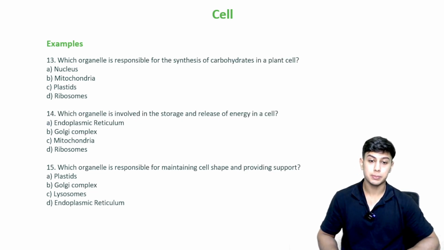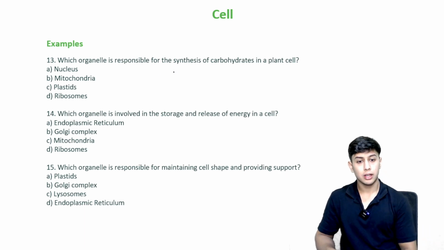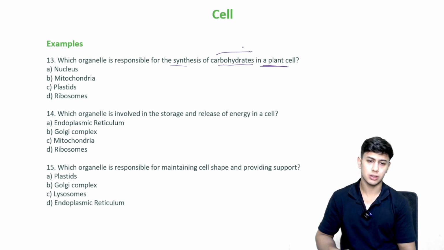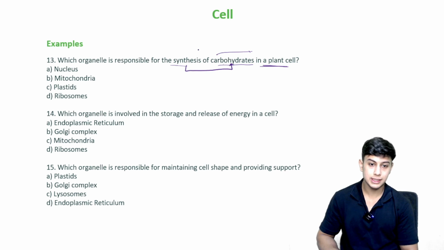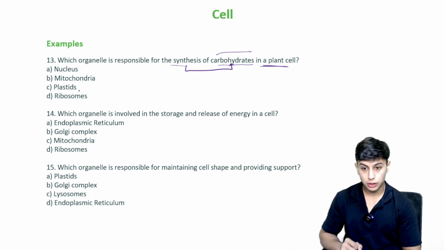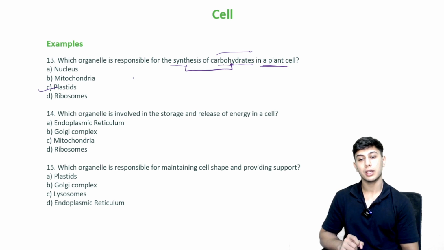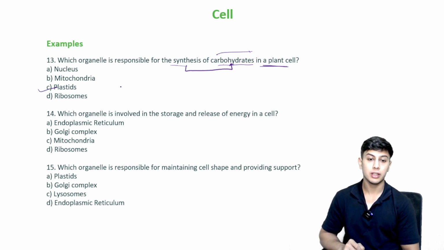Which organelle is responsible for the synthesis of carbohydrates in a plant cell? Okay, synthesis of carbohydrates. What are carbohydrates? Like we eat bananas and all. So the endoplasmic reticulum was responsible for synthesis of proteins. Now plants also consume carbohydrates. Okay, so in the plant cell, which organelle is responsible for synthesis of carbohydrates? Correct option is option C, plastids. Okay, plastids are responsible for synthesis of carbohydrates, like leucoplasts.